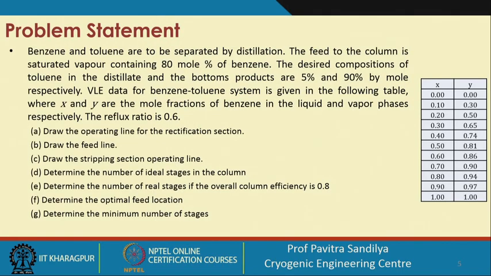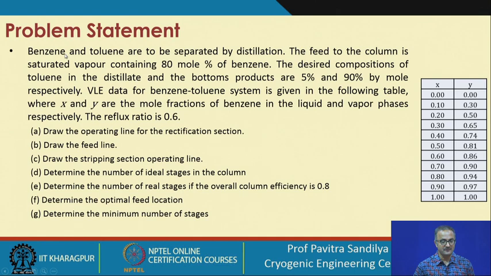Having learned this, now we go to the next problem, in which we are going to look at the total distillation column. Here we are dealing with a mixture of benzene and toluene which are to be separated by distillation. The feed composition has been given as 80 mole % of benzene, and the desired compositions of the distillate and the bottoms have been given in terms of toluene. Because between benzene and toluene, benzene is more volatile, the distillate will be enriched with benzene, whereas the bottoms will be enriched with toluene.